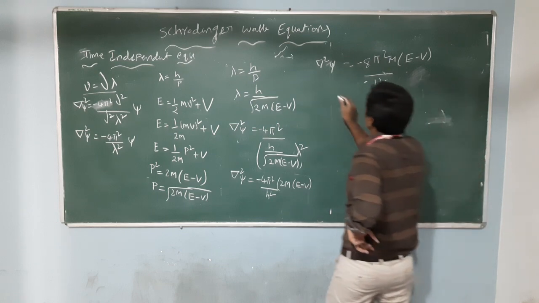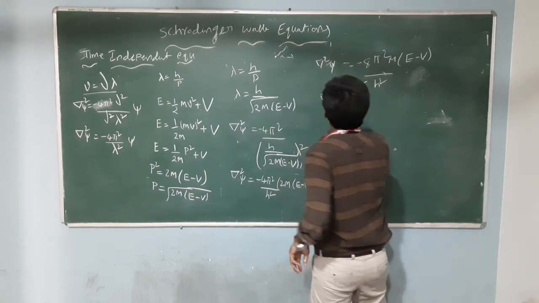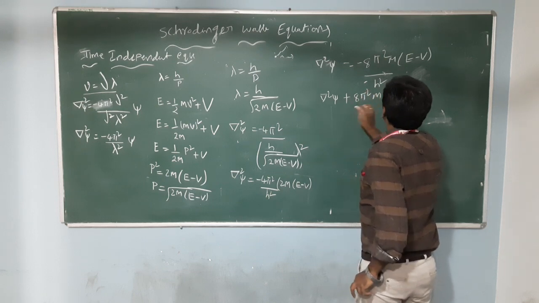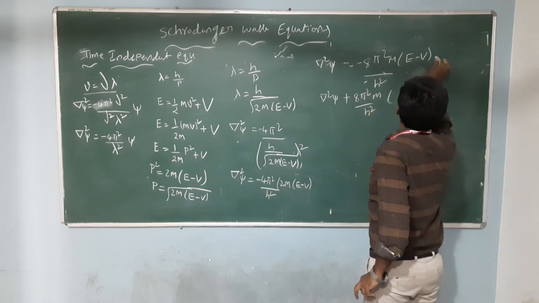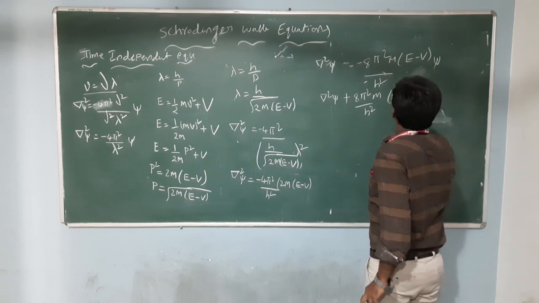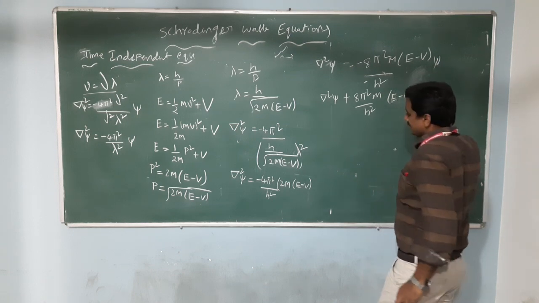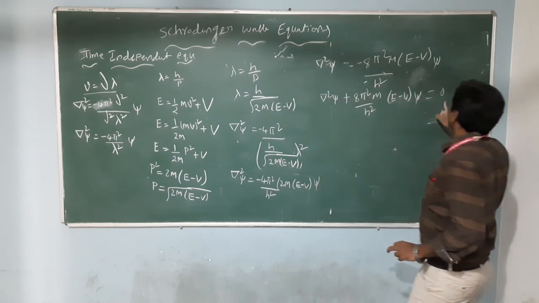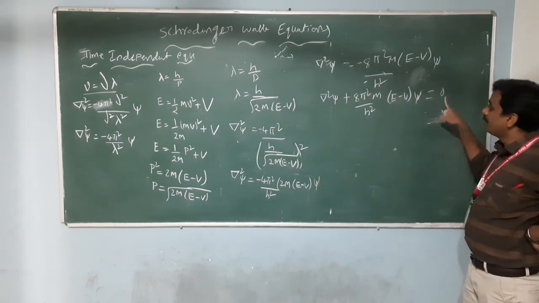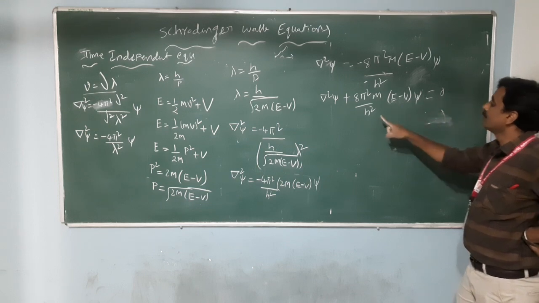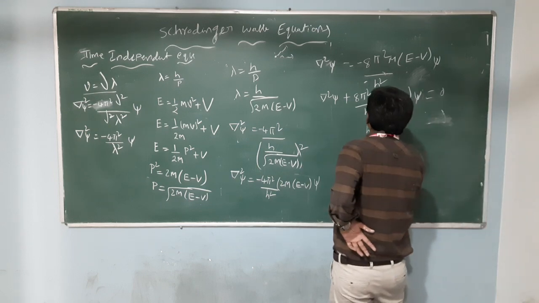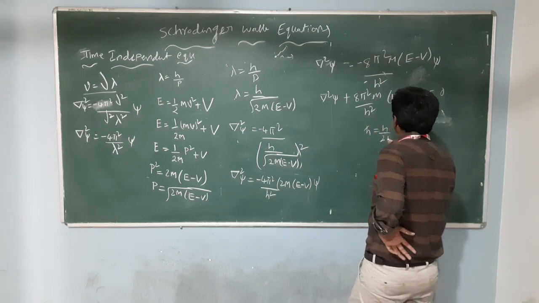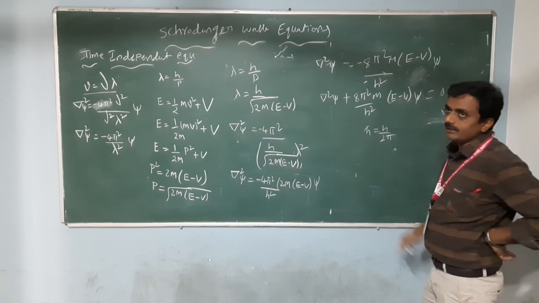If you simplify further, this equation becomes del square psi plus 8 pi square m by h square into E minus V into psi is equal to 0. So this is the Schrodinger time independent wave equation. If you simplify further, instead of h by 2 pi, we can write h cross.